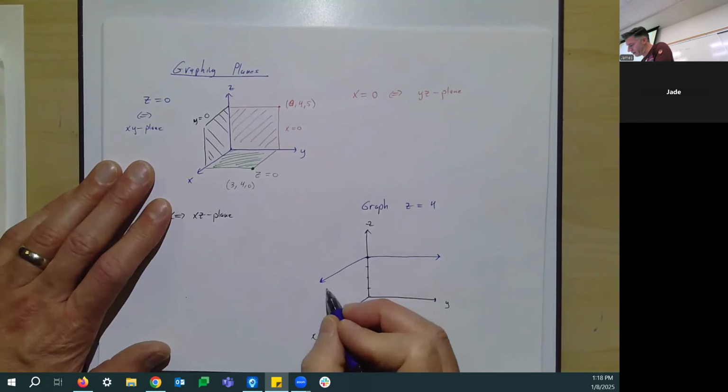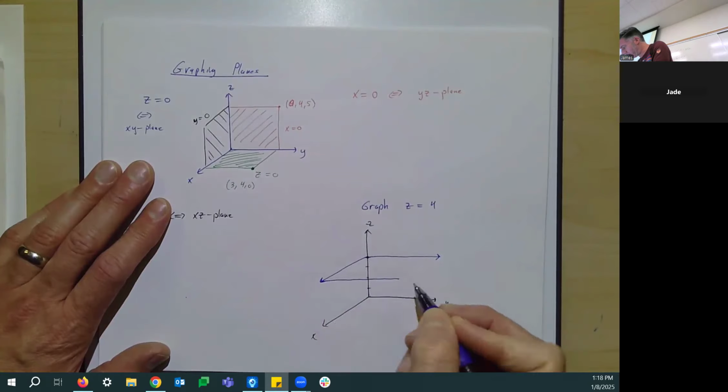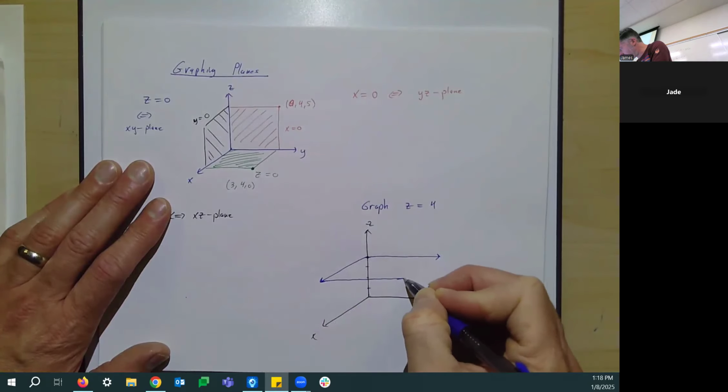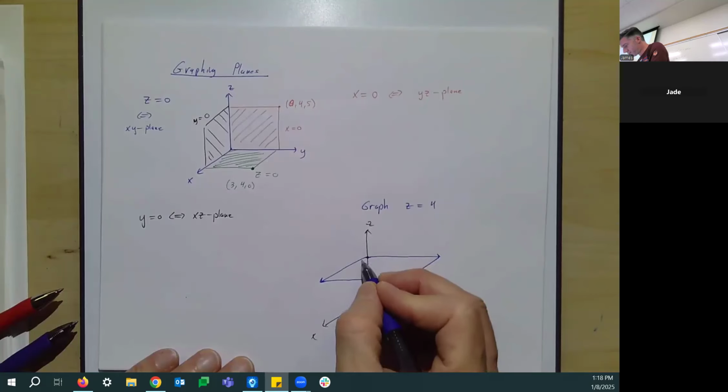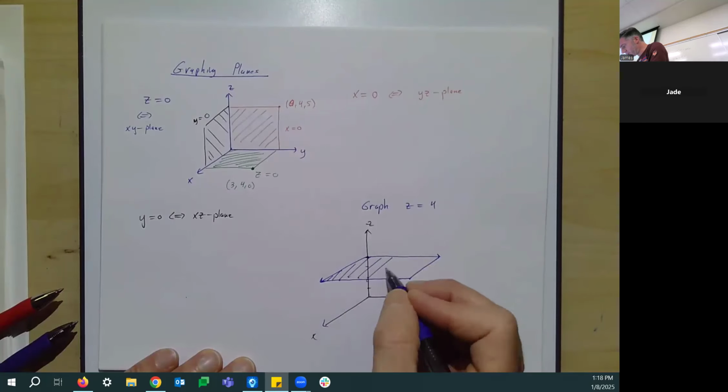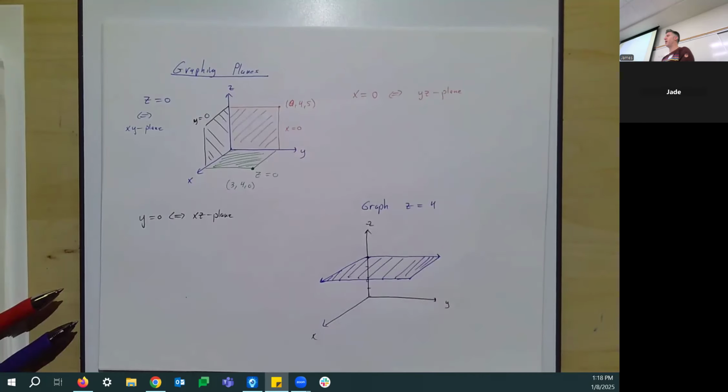So I'm thinking, okay, here's my plane, or I should say part of my plane, z equals 4. I'm usually trying to do some sort of shading to kind of indicate, oh yeah, that looks reasonable-ish, right? That whole plane is just the XY plane shifted up 4 units.